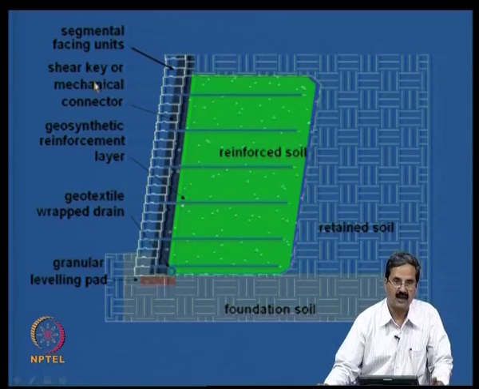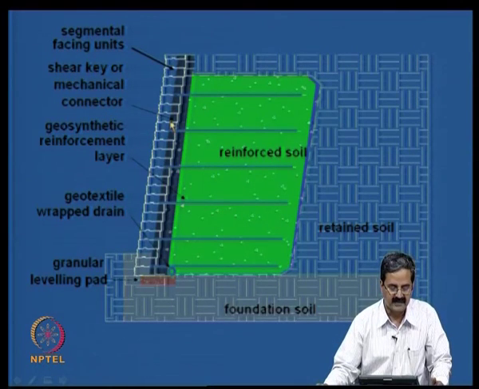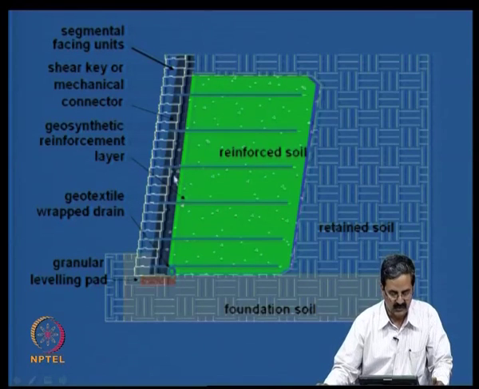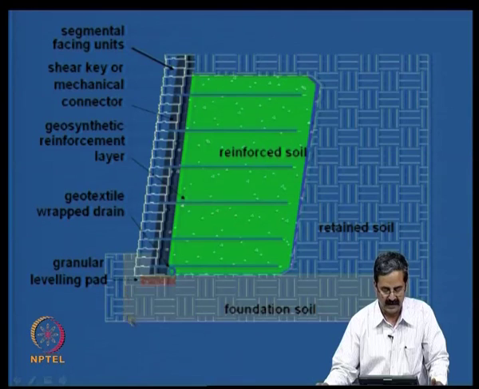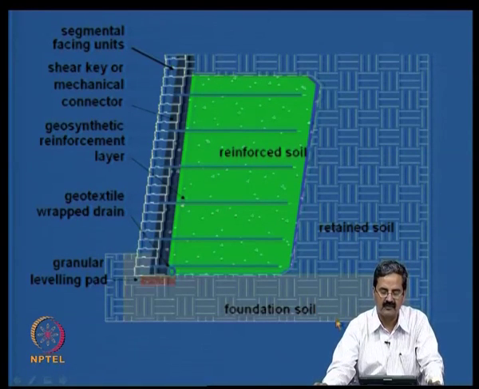We also have what you call a shear key or a mechanical connector between the two facing elements, then a geosynthetic reinforcement, a geotextile drain here, and a granular leveling pad and all that. So this is a simple way of a reinforced retaining wall system. We will see its design and how it can be constructed in the field in this lecture and the coming lecture also.